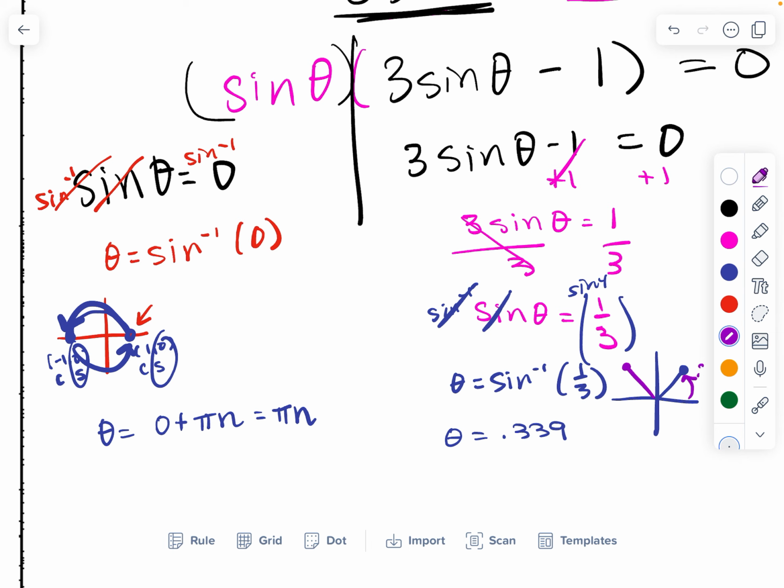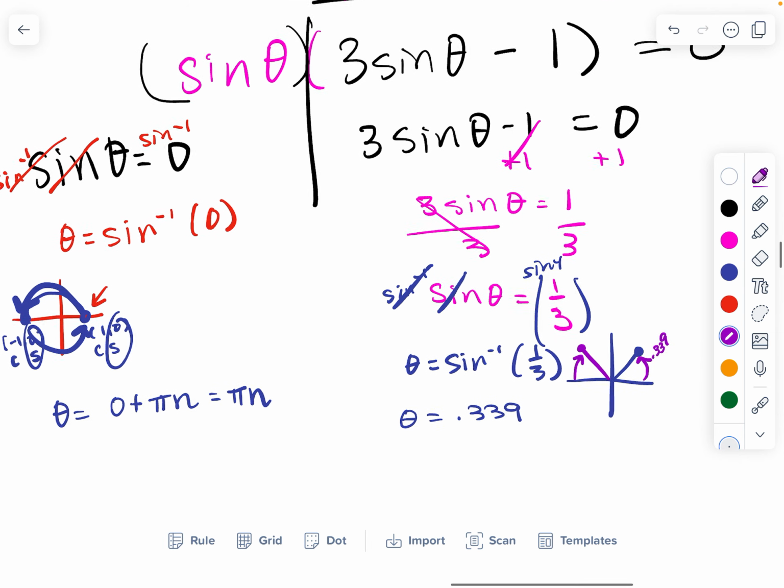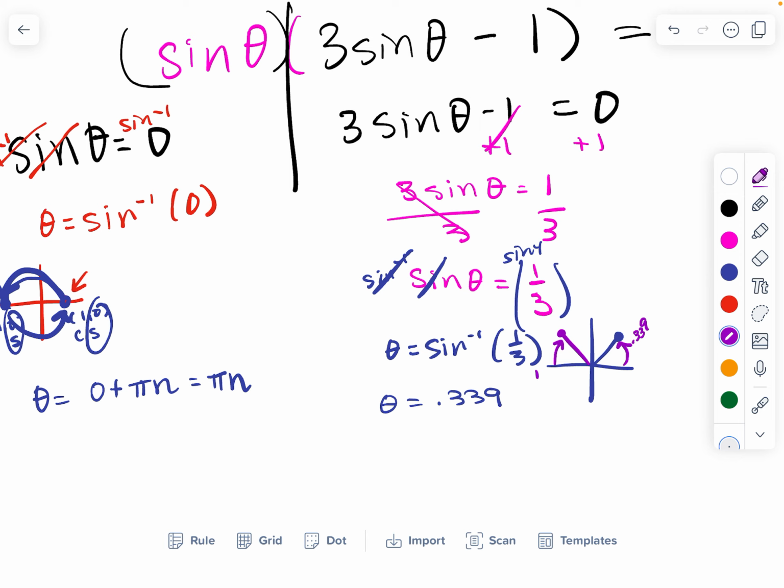So if this is 0.339, I know this is also 0.339 from pi. So remember, if this is from pi upwards, from there is 0.339, I know that this point right here is pi minus 0.339. If I take that 3.14, subtract the 0.339, we get 2.801. So if I know this is 2.801, but I'm looking for every value, I can take this 0.339 and add every 2 pi to it to get back to that value.